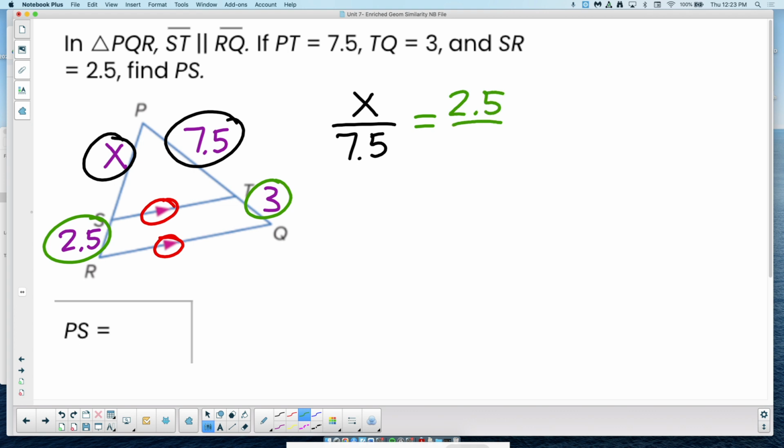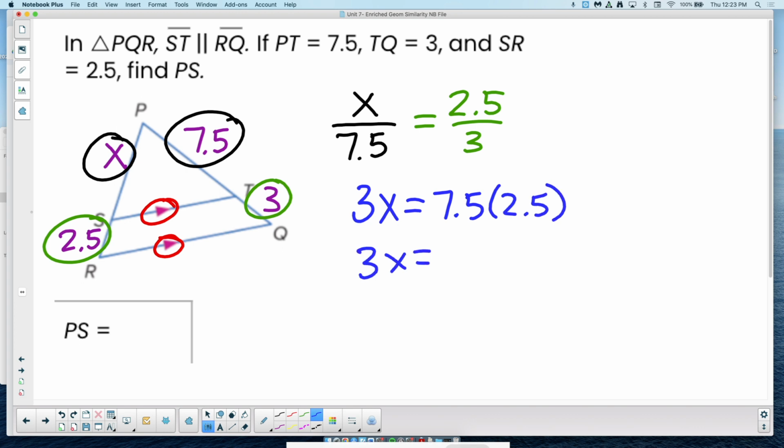And now you have a very easy proportion that we've been solving for what feels like weeks, right? Cross multiply, 3 times X is 3X. 7.5 times 2.5, we'll figure out what that is. So 7.5 times 2.5 is 18.75. Our last step will be to divide by 3, which gives us X equals 6.25.